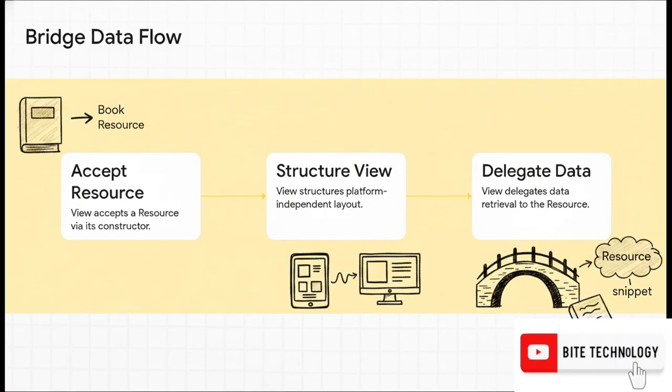And Step 3, when the view actually needs the text to fill that box, it delegates. It essentially crosses the bridge. It asks the resource, hey, give me your snippet. The view has no idea it's grabbing a book's cover text. It just knows it asked for a snippet, and it successfully got a string back.